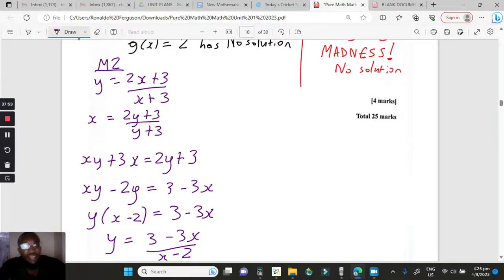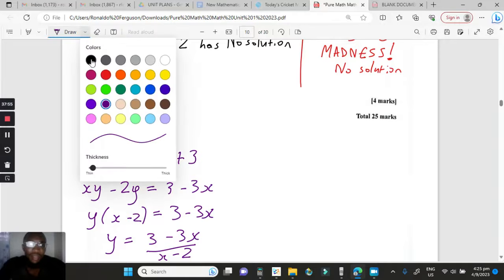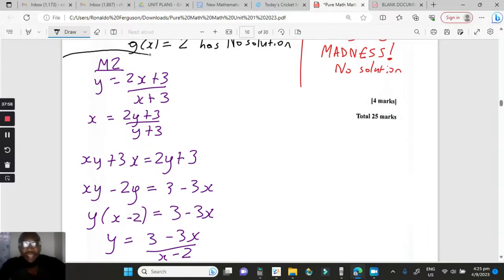Once we have the inverse, and guys, by the way, you see why I don't like method 2? Method 2 is just so strenuous and long. Look at this. We're still not finished.